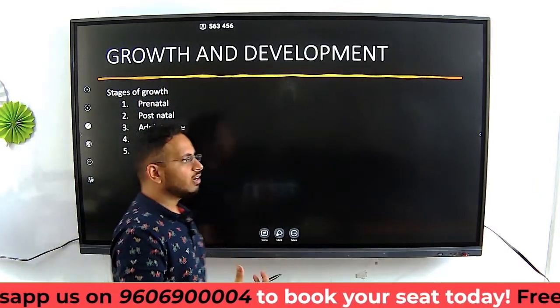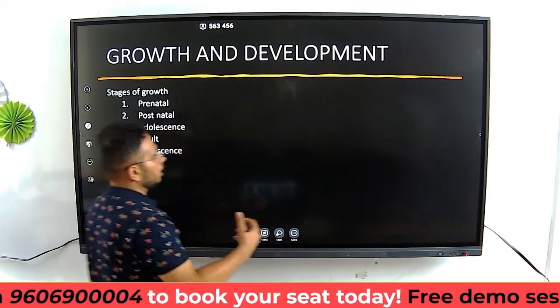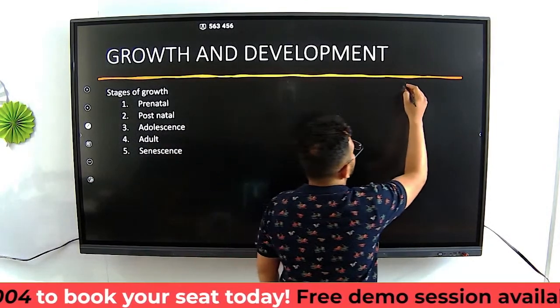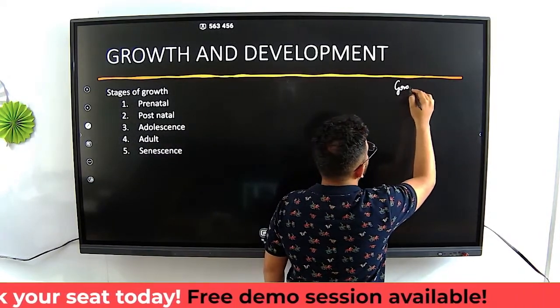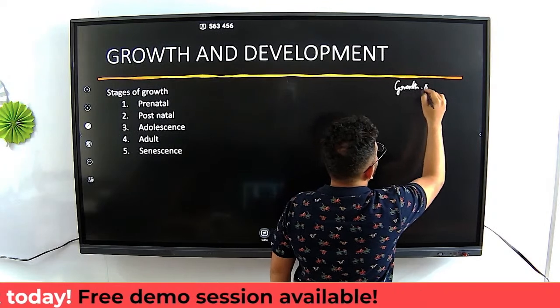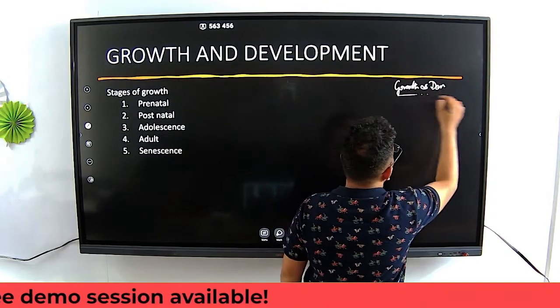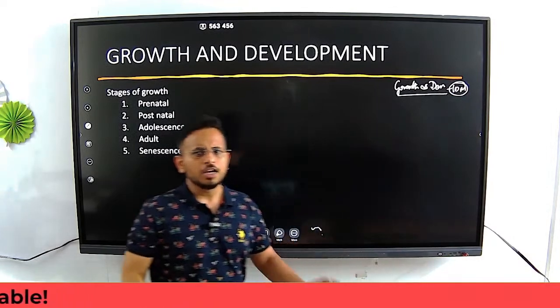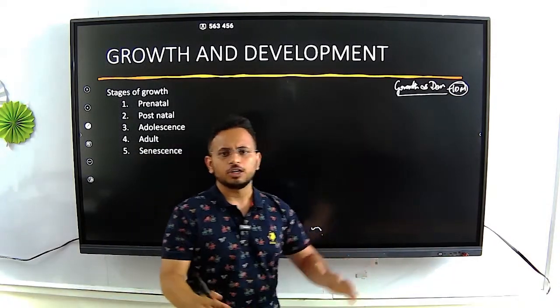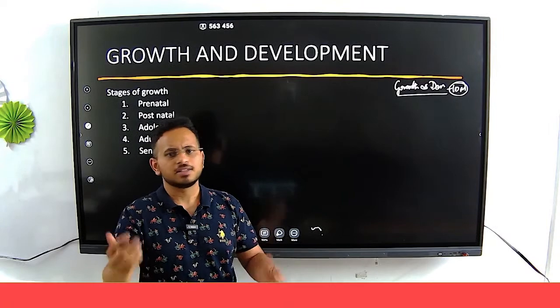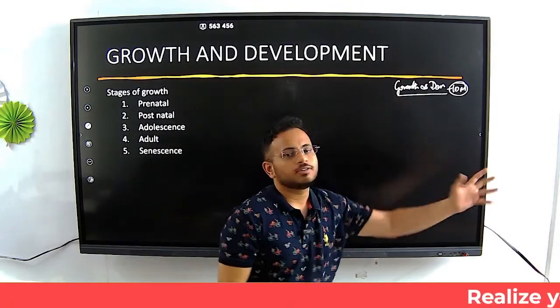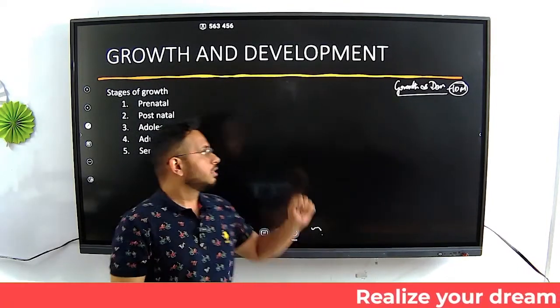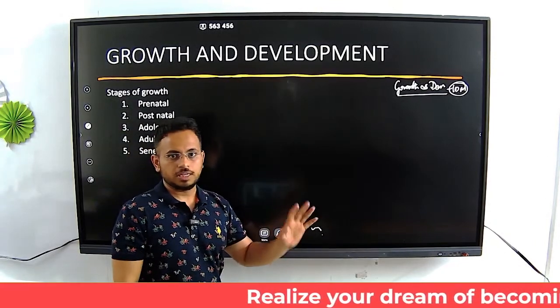See, UPSC can just give you a question that is growth and development for 10 marks. Simple. Here, you will not be asked anything, no discuss, no critically analyze, nothing that way, only growth and development for 10 marks. Clear? So this will be the first question, that is growth and development.